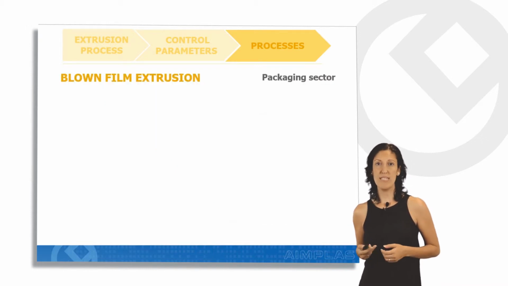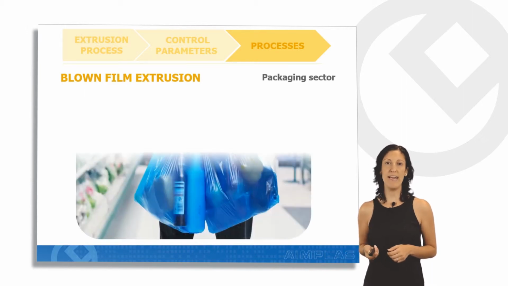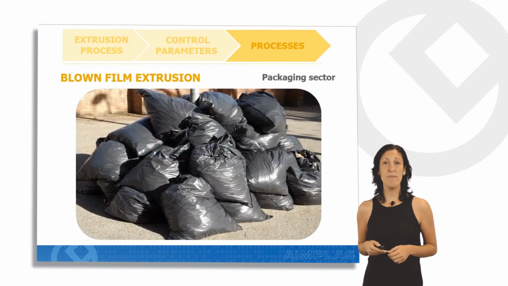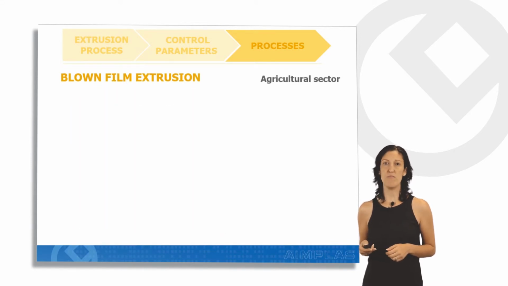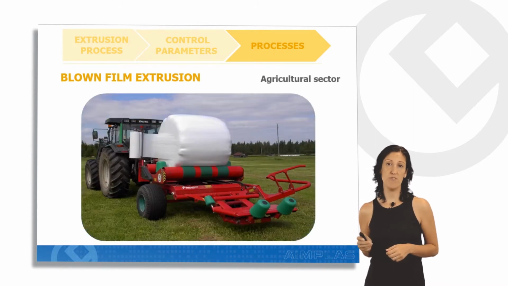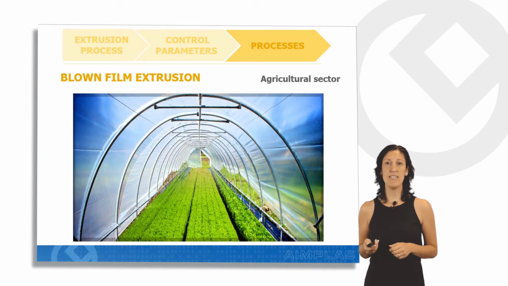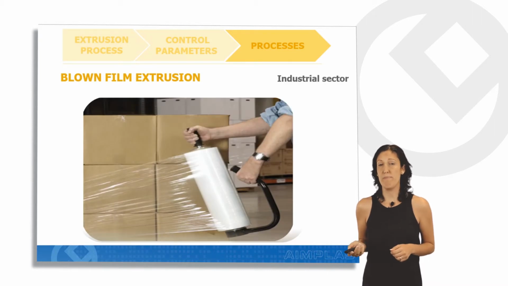Blow film extrusion is a common polymer manufacturing process used to obtain products in different sectors. Sectors like packaging, with grocery bags, garbage bags, and also different kinds of pouches. In agriculture, we could find mulch film, silage, and also greenhouse films. And in industrial applications, we could find stretch films and also industrial bags.